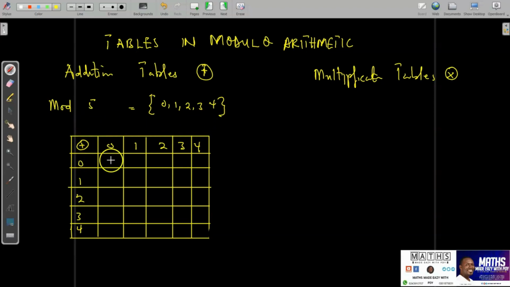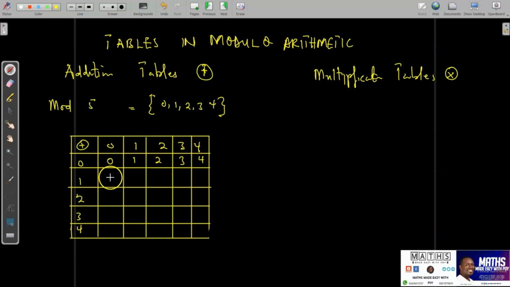So we have 0 plus 0, the answer is still 0. 0 plus 1, we have 1. 0 plus 2, we have 2. 0 plus 3, 3. 0 plus 4, 4. All the values we are having are less than the mode, so we just put them there.